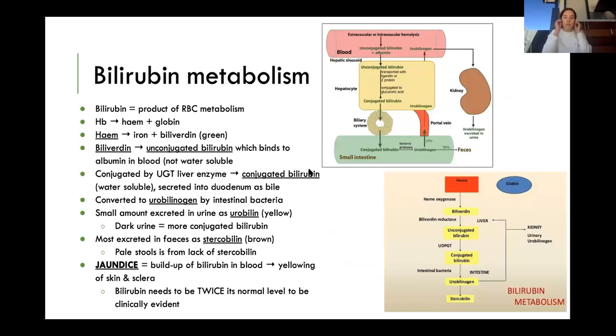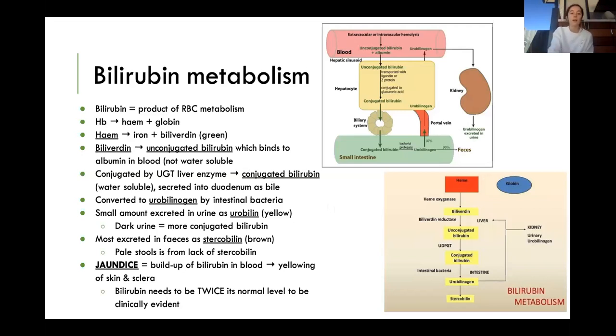So your bilirubin metabolism is related to your jaundice, and bilirubin is from red blood cell metabolism. So you have your hemoglobin, which is broken down into your heme and your globin, and then this heme, which is made of iron and biliverdin, is what makes it green. And then your biliverdin is converted to unconjugated bilirubin, which then goes to the liver and is conjugated by the liver to conjugated bilirubin so that it's water soluble. And that's what goes into your bile.